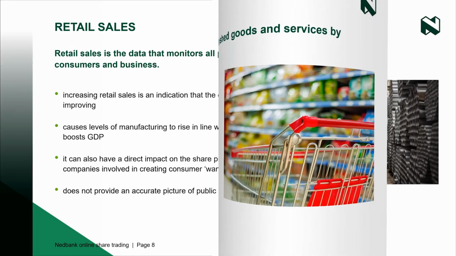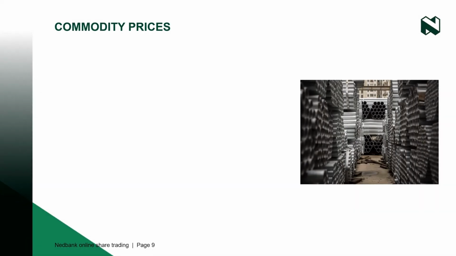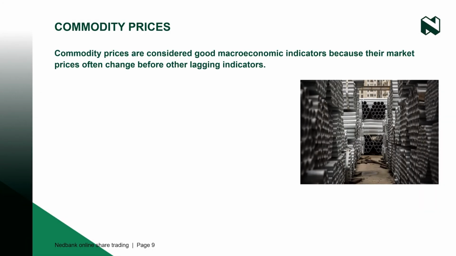The last economic indicator is commodity prices. Commodity prices are considered good macroeconomic indicators because their market prices often change before other lagging indicators. An economy-wide increase in demand for a commodity such as wood, iron, and oil can be seen as a sign that an economy is growing.